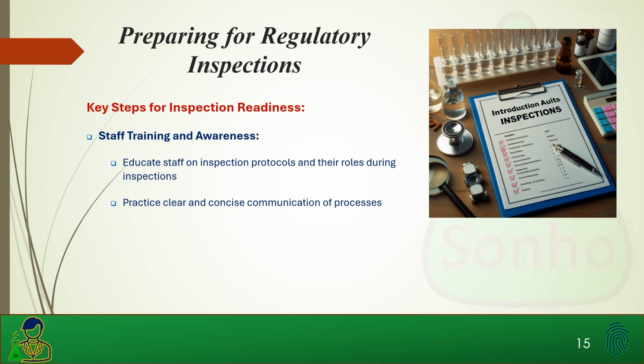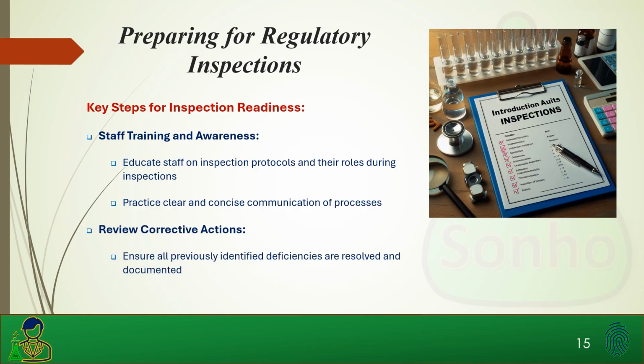And review corrective actions. Ensure all previously identified deficiencies are resolved and documented. This is important. Reoccurring deficiencies are always an issue. If you have reoccurring deficiencies, that increases the weight of the deficiency, because that means you are not actually performing corrective action, you're not actually improving things like you should. The whole purpose of this is to constantly improve, and if you are having the same issue over and over again, then you're not truly improving, you're not learning from these exercises.